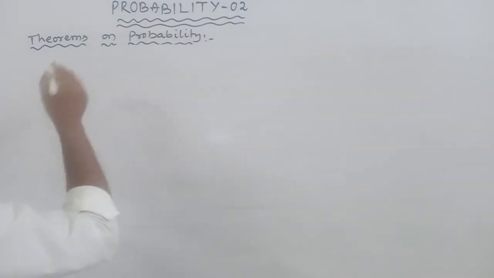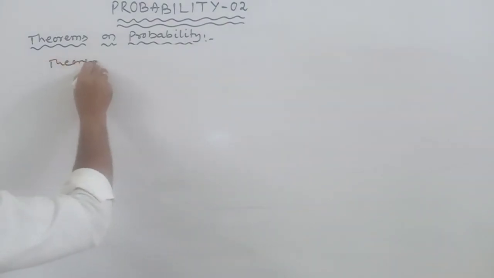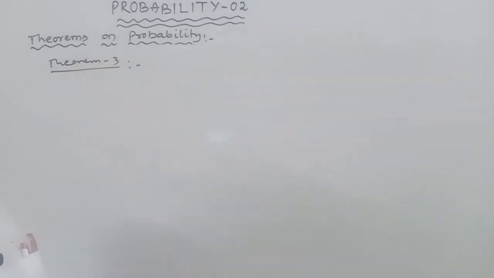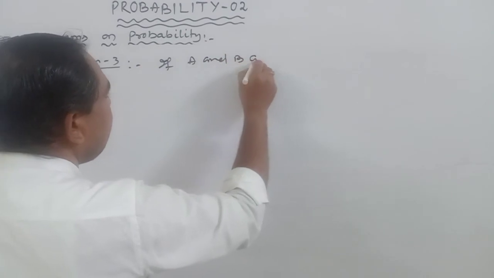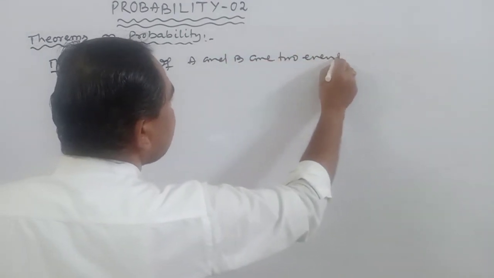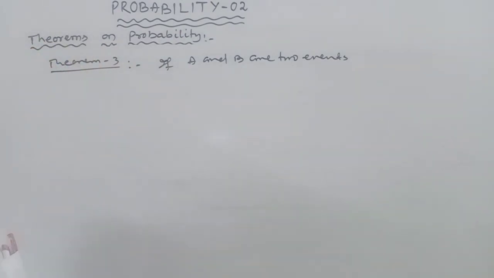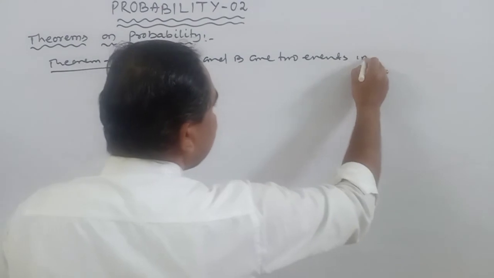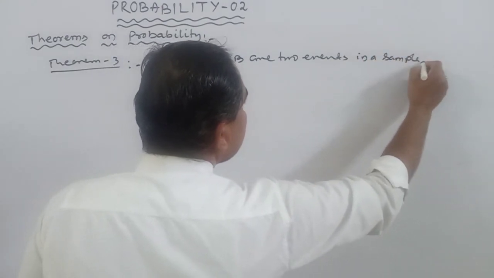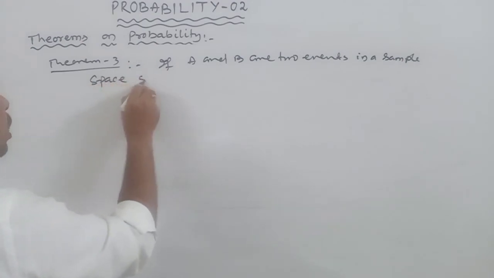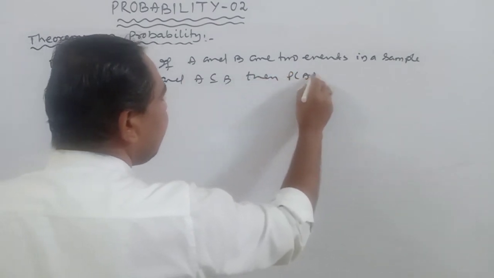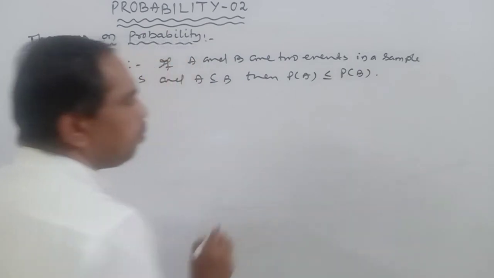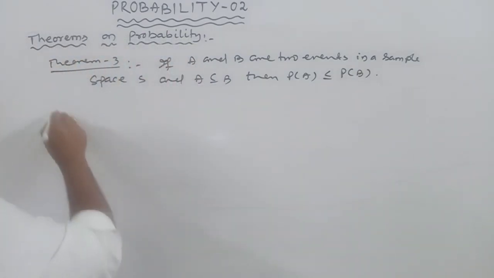Next, theorem 3. If A and B are two events and A is a subset of B in a sample space S, then P of A is less than or equal to P of B.